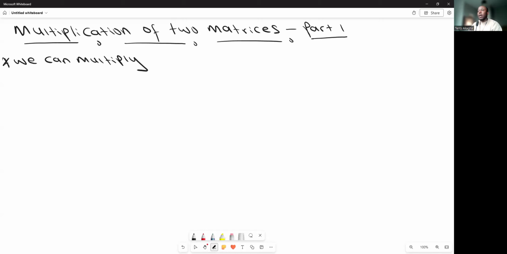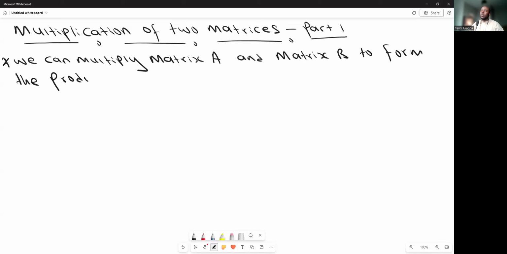What I said is that we can multiply two matrices, let's say matrix A and matrix B. When you multiply matrix A and matrix B, it will give you the matrix AB. Does that make sense? You're going to form the product AB. So you have two matrices and it's going to give you a product.